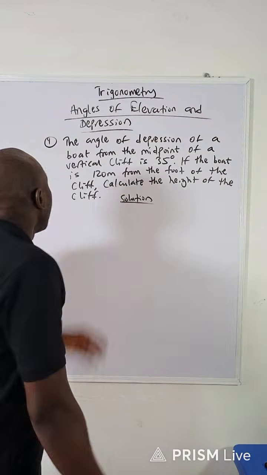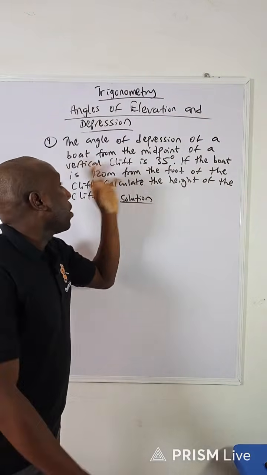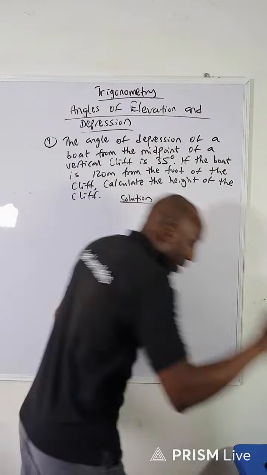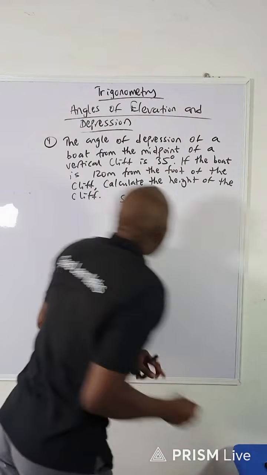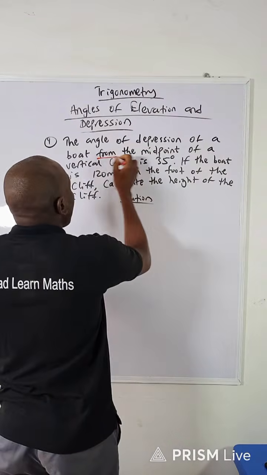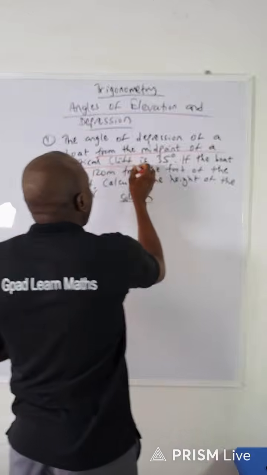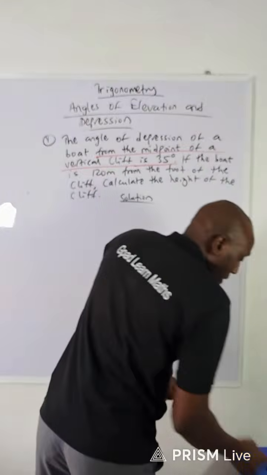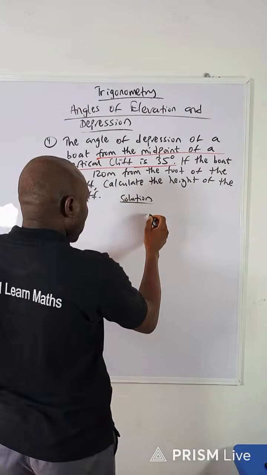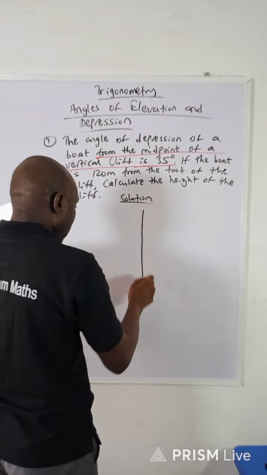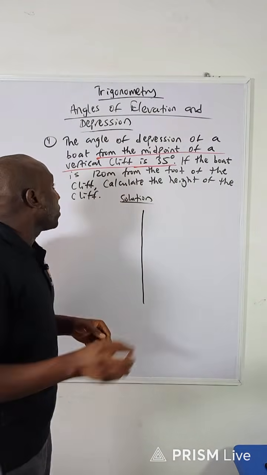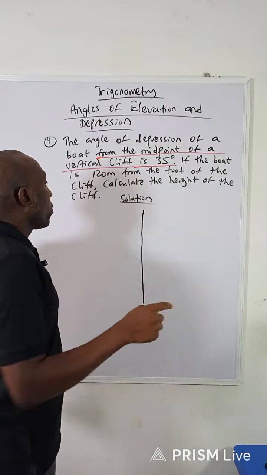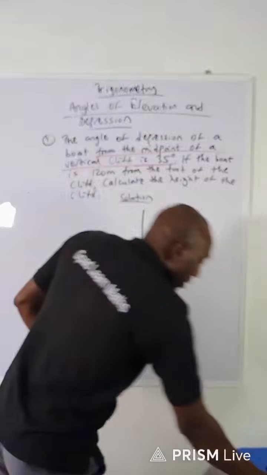It says, the angle of depression of a boat from the midpoint of a vertical cliff. Take note of this word, from. From the midpoint of a vertical cliff is 35 degrees. So let us draw the cliff. So this is our cliff. They said the angle of depression from the midpoint of a vertical cliff is 35 degrees. So let's say this is the midpoint.